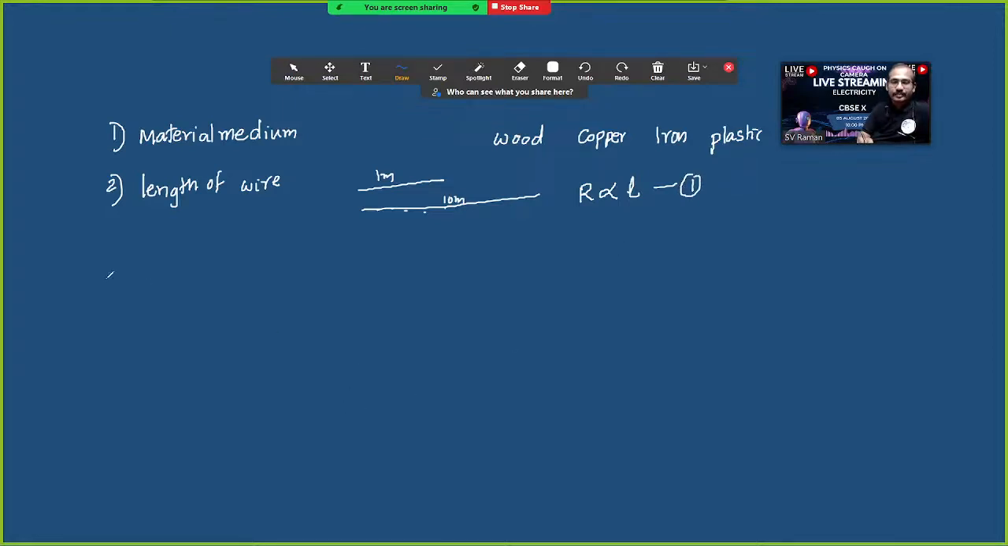Now, resistance depends upon cross section area. Okay, cross section area. How does that cross section area matter? Let's say a thin wire as well as a thick wire with the same length.